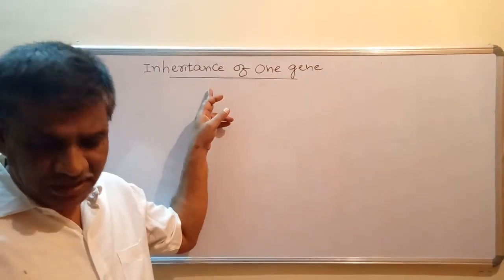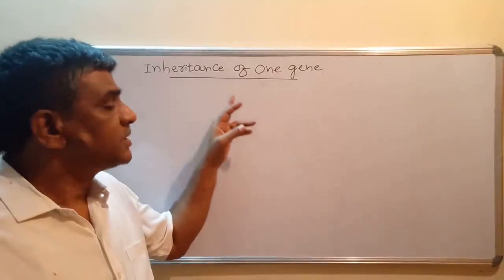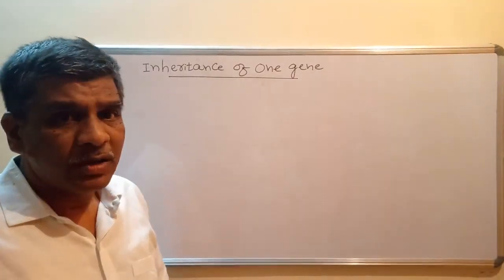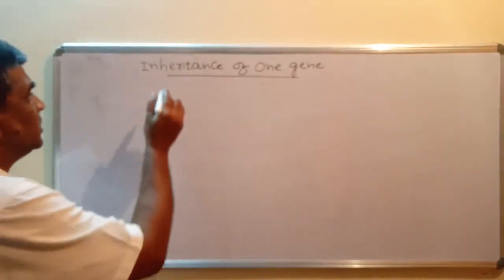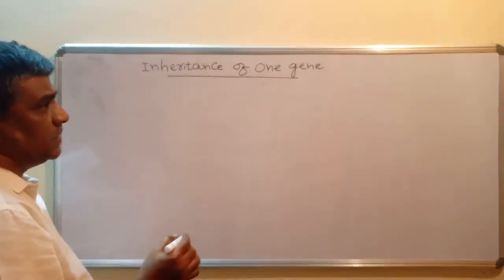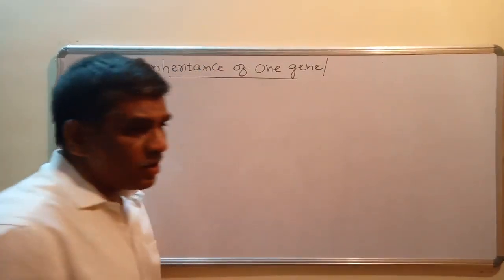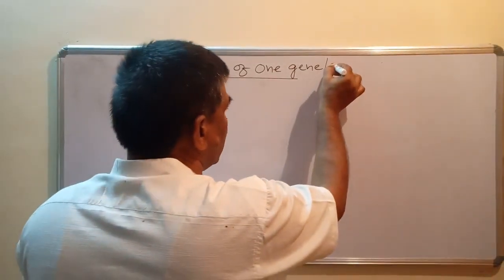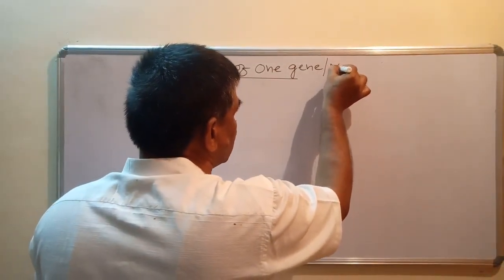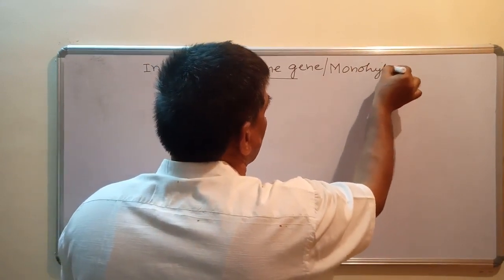Inheritance of one gene. Mendel studied the inheritance of one particular gene to the next generation in garden pea plant. So to know the inheritance of one gene, Mendel conducted a cross. That cross is called a monohybrid cross. Therefore, inheritance of one gene in the examination question will be asked as monohybrid cross.